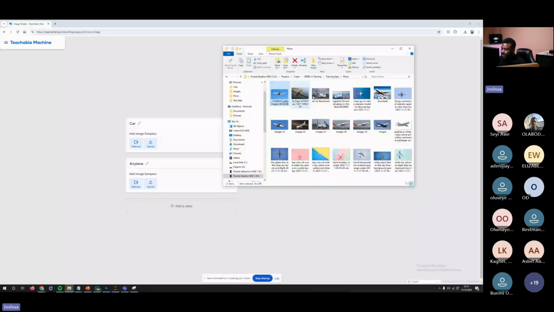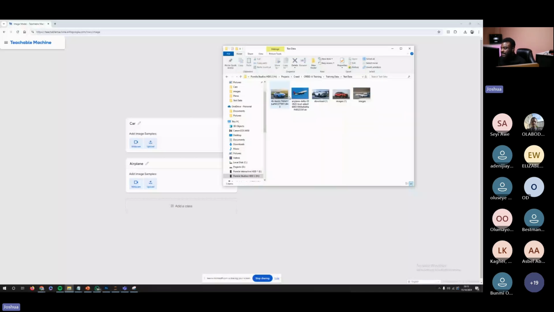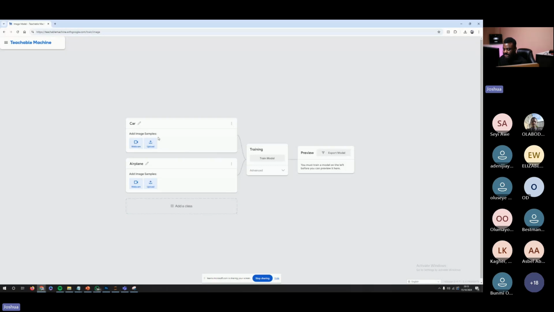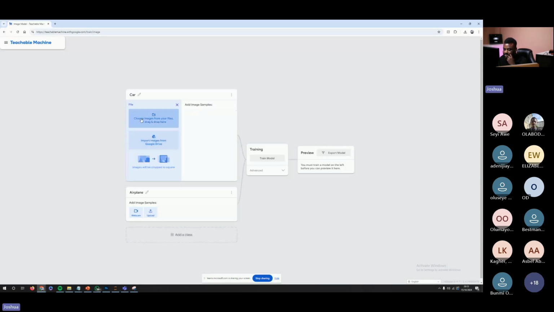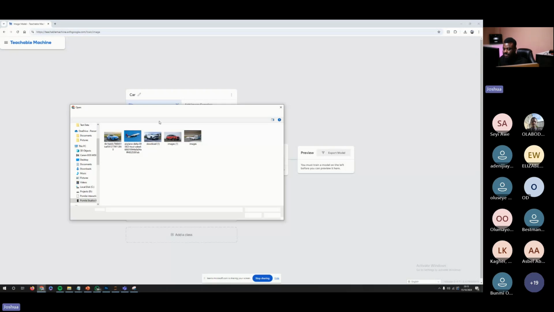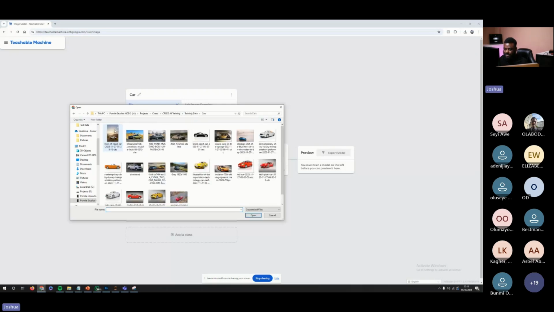And we have what we call our test data. This is what we're going to give and say, okay, fine. Based on what you've learned, can you tell me what this is? Can you tell me what this is? And so on and so forth. So I'll just click upload on my website. I'll choose upload files from my PC. And I'll go back into my car folder. Remember, the car is the images of the car. So I'll select all 20 of them and say open.